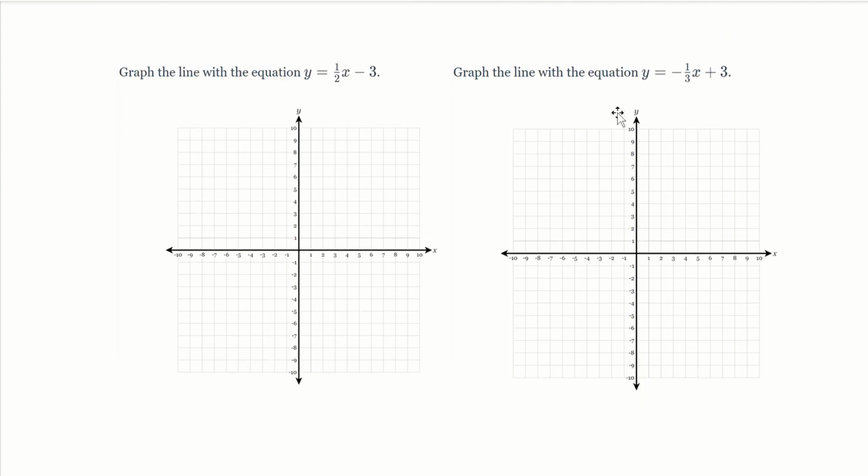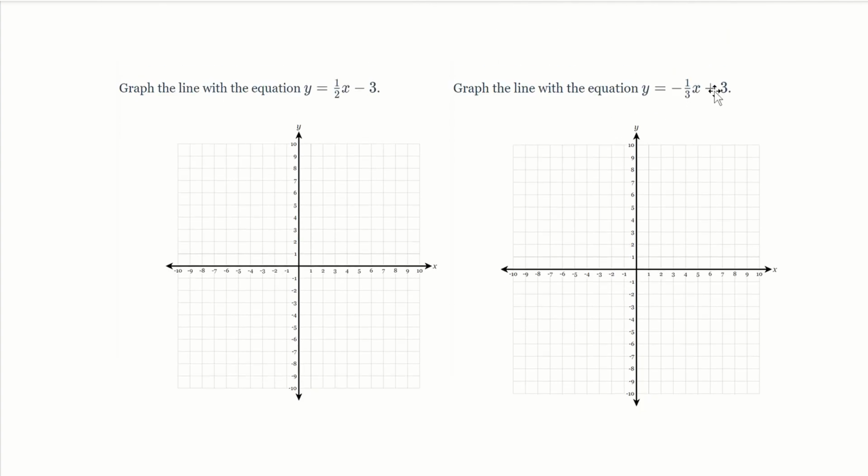Let's do the one with a negative slope. I know that my graph here is going to hit at y equals positive 3. So I'll put a point there at 0, 3. What this means is that I'm going to go down 1 and over 3. This negative tells me I'm going to move down 1. Okay, down 1, over 3. That's it.